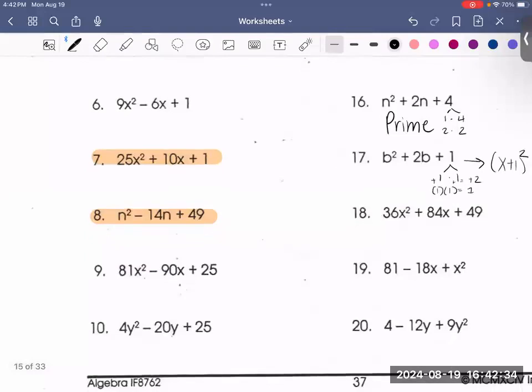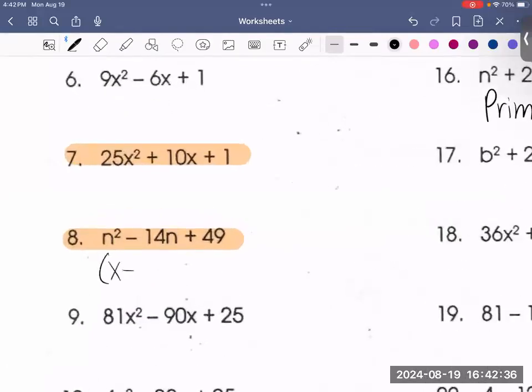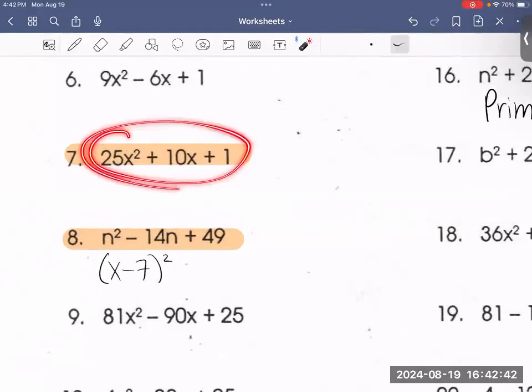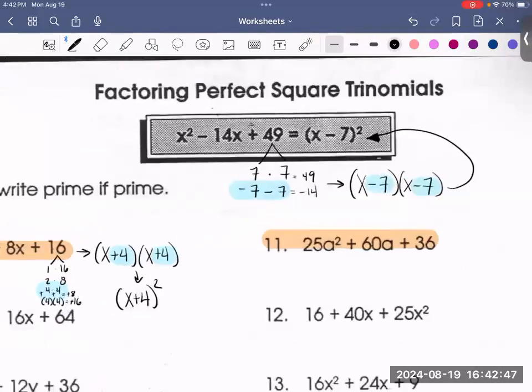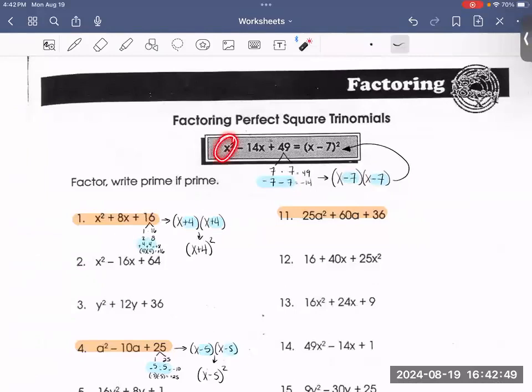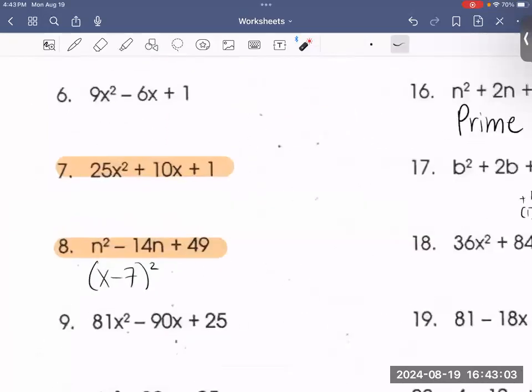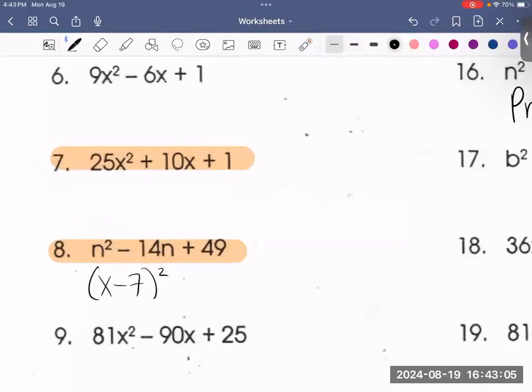Now let's try number 7, because number 8 we already did, x minus 7 squared. So now let's take a look at this one. With this, you can still use your perfect square trinomial if you are recognizing that your first and your last term are perfect squares, and the middle is exactly double that amount. So if you're recognizing it, then great, that is the process. Otherwise, let's go ahead and do some of our other factoring methods.